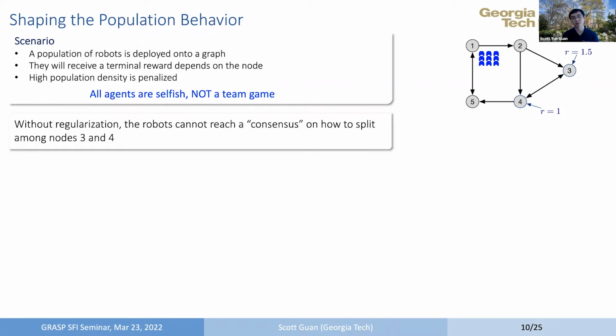If we do not perform the entropy regularization that we have discussed before, the robots cannot reach a consensus on how to split among node 3 and node 4. In one iteration, the agents will all concentrate on node 3 for the high reward, and then they all get penalized for this high population density. At the next iteration, they all switch to node 4, and then they all get penalized, and then they go back to node 3 because node 3, from the last iteration's experience, has a lower population density. So they will just oscillate between the 2 nodes, and the algorithm will fail to converge.